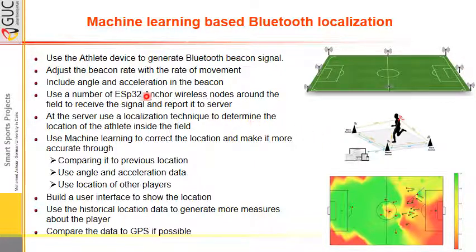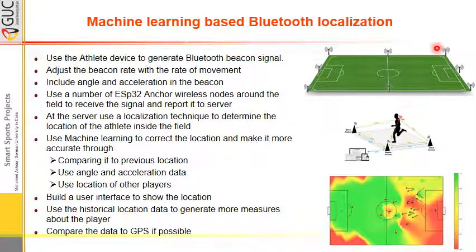The work in this project would contain first to use the athlete device to generate a beacon signal. This beacon signal, the amount, how many signals per minute or per second, has to depend on the rate of movement. So the device worn by the athlete would have a gyroscope and an accelerometer that would decide how much he moves. Using this information, we can either increase or decrease the amount of signal that is transmitted by this player. We have to find a way of including the angle and acceleration of each player inside the beacon, which is the signal that is transmitted regularly.